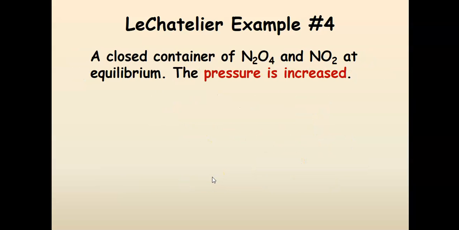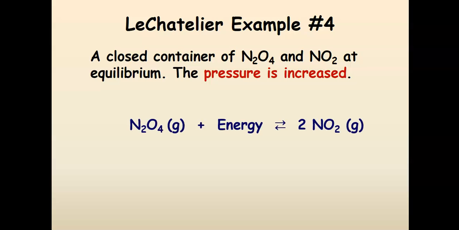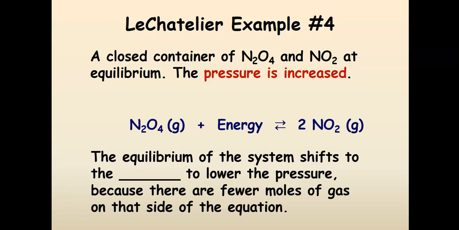Very good. Scenario 4. A closed container of N2O4 and NO2 at equilibrium. The pressure is increased. The equilibrium of the system shifts to the blank to lower the pressure because there are fewer moles of gas on that side of the equation. I've given you hints. So where will your equilibrium shift to?